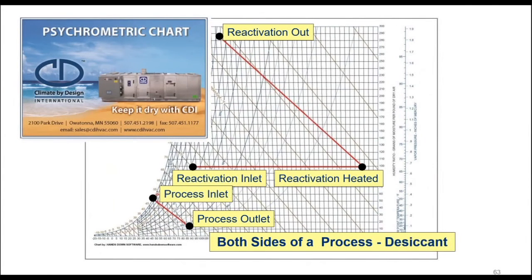Another thing we can do is show two sides of the same process. So this one, again, desiccant dehumidification. This is the side, the process side, or the side of the system where we're removing moisture.